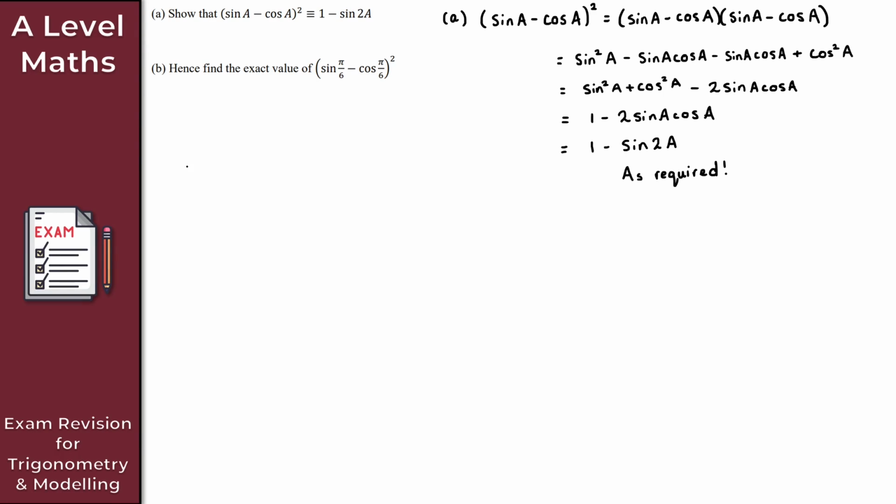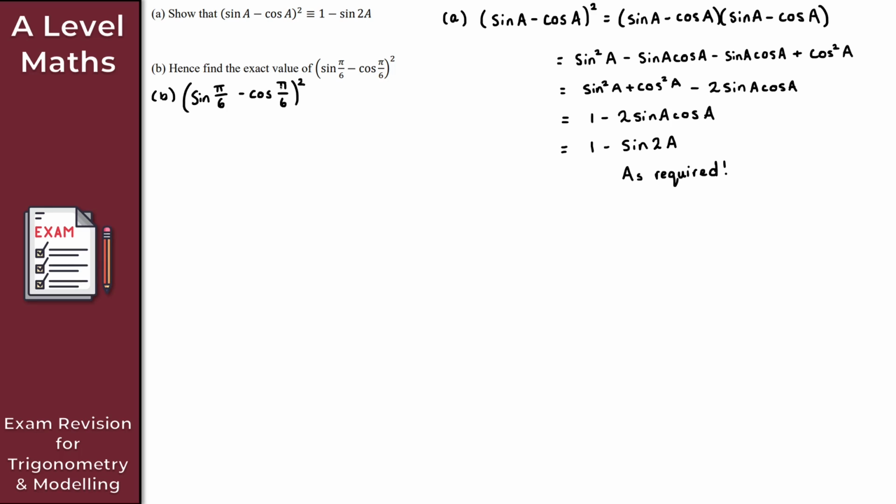And now for the second part of this question here, then part B, it says, hence find the exact value of, so we have sine of pi over 6 minus cos of pi over 6 all squared. Now, given that part B then starts with the hence here, what that means then is we're going to use the answer from part A to help us answer part B. So for part B, let's just do that over here. So we have sine, I'll do it in brackets as well. So sine of pi over 6 minus cos of pi over 6 all squared.